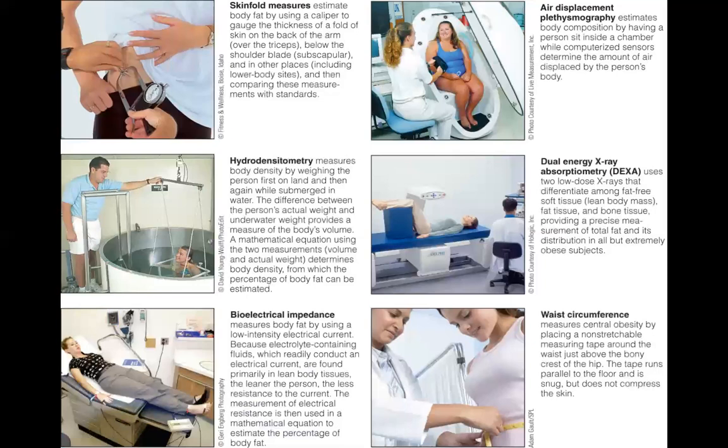In the upper right, we have air displacement, or what's called a Bod Pod, and you can sit in a chamber and it will determine how much air your body has displaced. And then they have something called DEXA scans, or dual energy X-ray absorptiometry, and this will actually give you a picture of the differences in fat, muscle, bone, etc. And then waist circumference I already talked about as being an indirect measure.